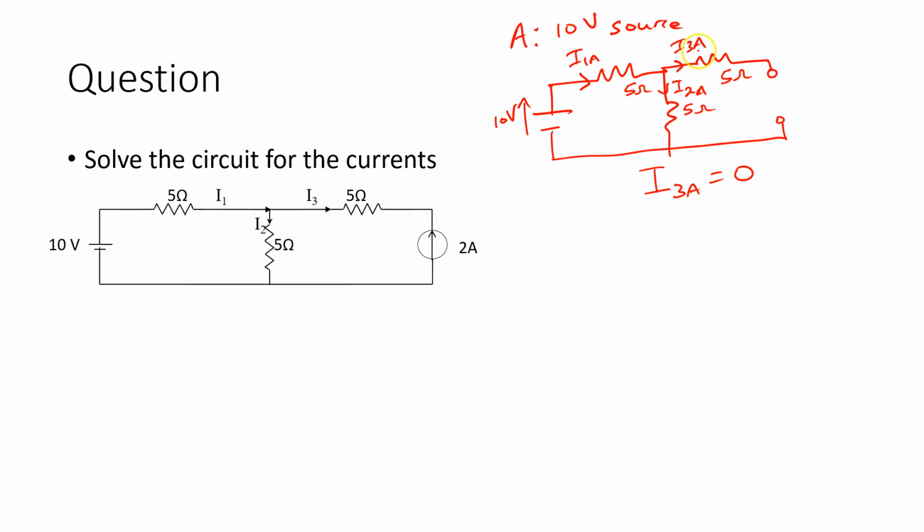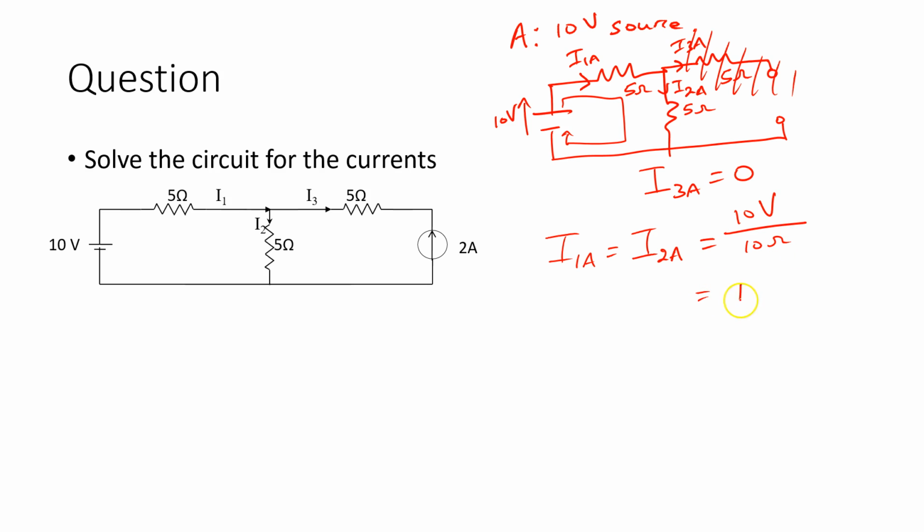So we have this part of the circuit here being out, and the current simply flows like that. So I1A is equal to I2A is equal to 10 volts over the total resistance, which is 10 ohms, which is 1 amp. So now I have my first set of results: I1A and I2A are 1 amp, I3A is 0 amps.